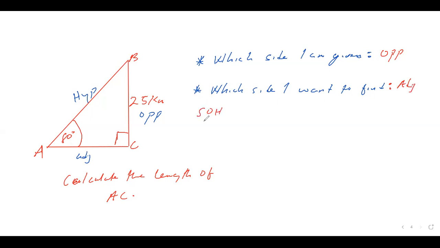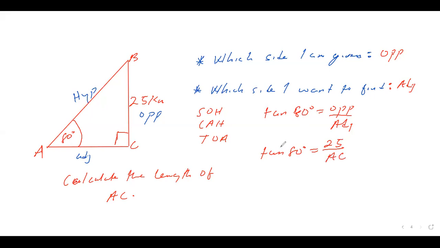Now, which of the formulas? SOH, CAH, TOA. Which of the formulas is TOA? Everybody agree? Yes, we have opposite and adjacent. So we are going to use tan. Tan 80 degrees is equal to opposite over adjacent. What is my opposite? 25, over my adjacent. What is my adjacent? AC, good.